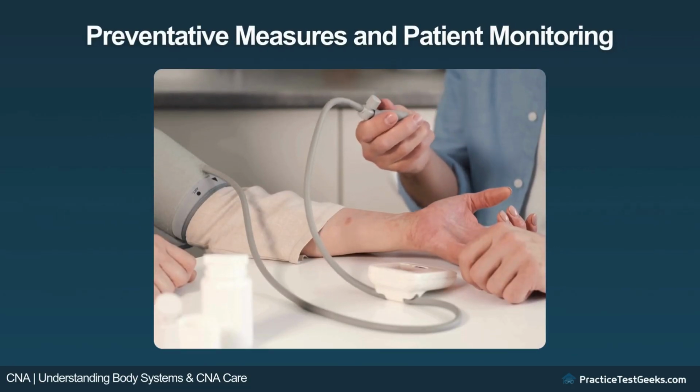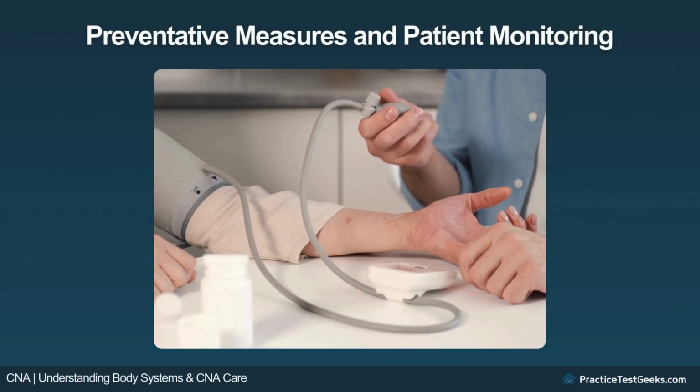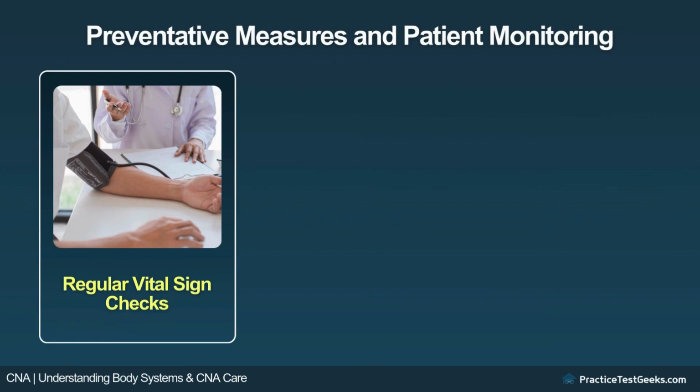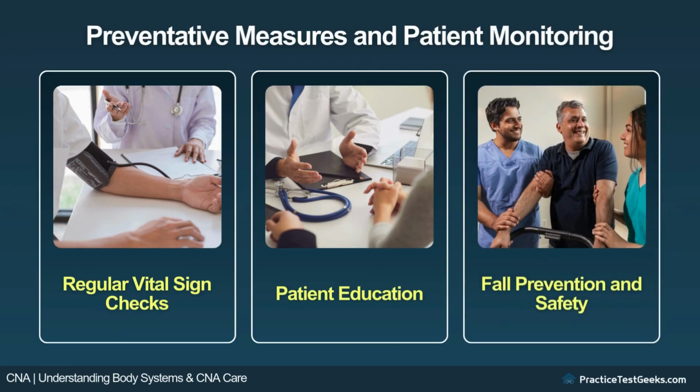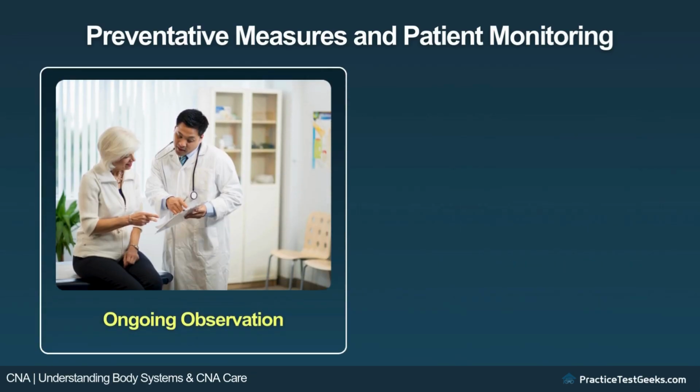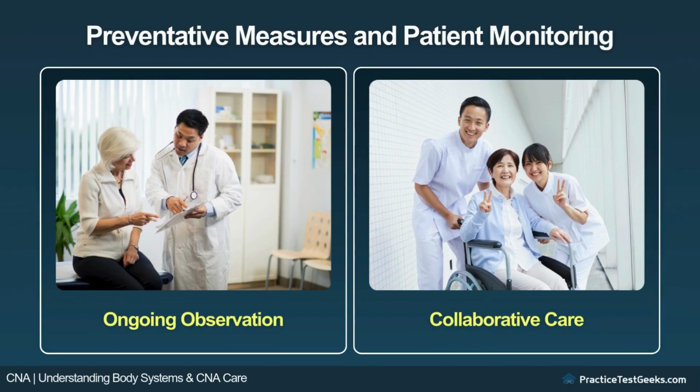Preventing emergencies is just as important as responding to them. CNAs play a vital role in keeping patients safe by watching for early warning signs, teaching healthy habits, and working with the care team. Prevention starts with regular vital sign checks, allowing CNAs to spot early signs of distress. Through patient education, aides can encourage treatment adherence and healthy lifestyle choices that reduce risks. Safety is also key. Fall prevention strategies protect vulnerable patients from emergencies. Beyond that, CNAs must practice ongoing observation, noticing even subtle condition changes. Finally, collaborative care with nurses, therapists, and physicians ensures the best outcomes for patient health.